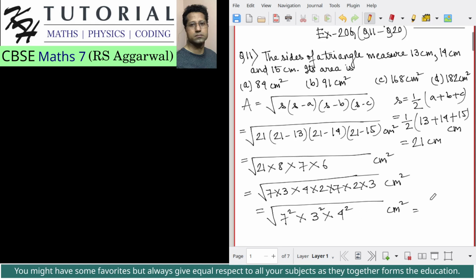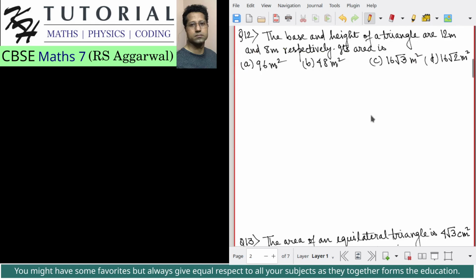So this will be now 7 multiplied by 3 multiplied by 4, this much centimeter square, and this is equal to 84 centimeter square. So the correct choice is A. A is the correct choice. So this problem was based on direct application of Heron's formula to find the area of a triangle whose length of sides are given.